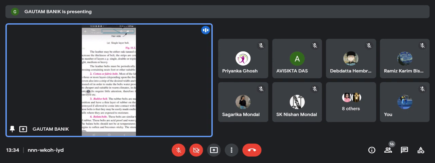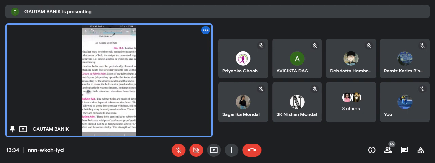And balata belt. It is similar to the rubber belt, except balata gum is used. Resin or various types of material are used for joining this belt, and this is actually called the balata belt.